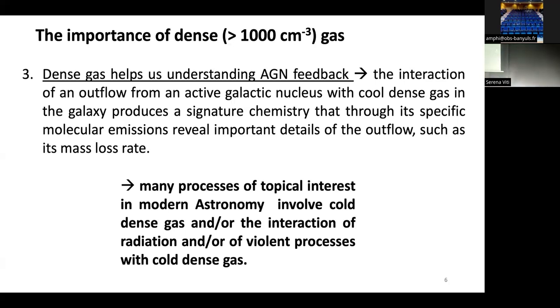So these 3 vague reasons really set the scene, and many processes in modern astronomy involve cold and dense gas. And in particular, they involve the interaction of radiation, whether it's coming from a star or from an AGN, with the cold dense gas. And it's this interaction that really helps us to understand what's going on in a galaxy.